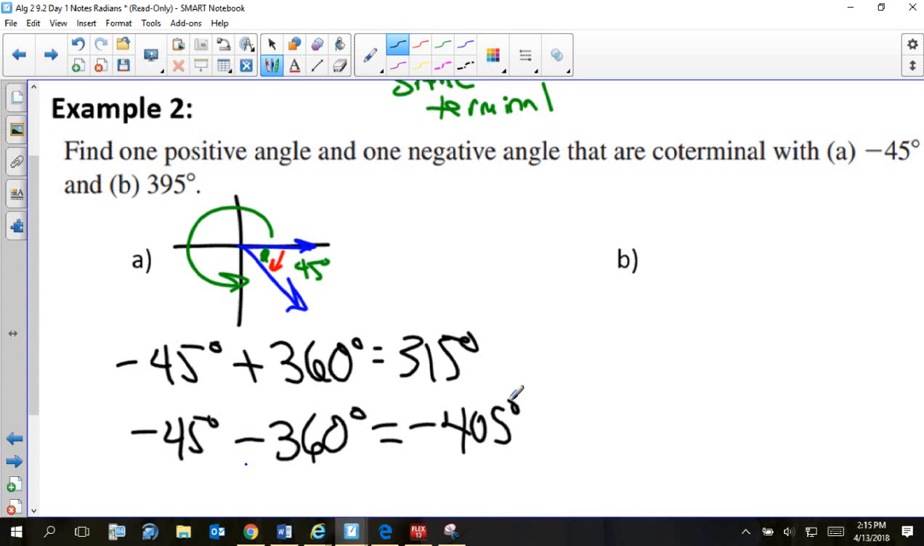So for part B, we are starting at 395 degrees. I need to find, where's that? That's right here. I need to find something that's coterminal with 395. I need a positive and a negative. We always add or subtract what number? 360, just all the way around. So if I add or subtract 360, give me an answer.